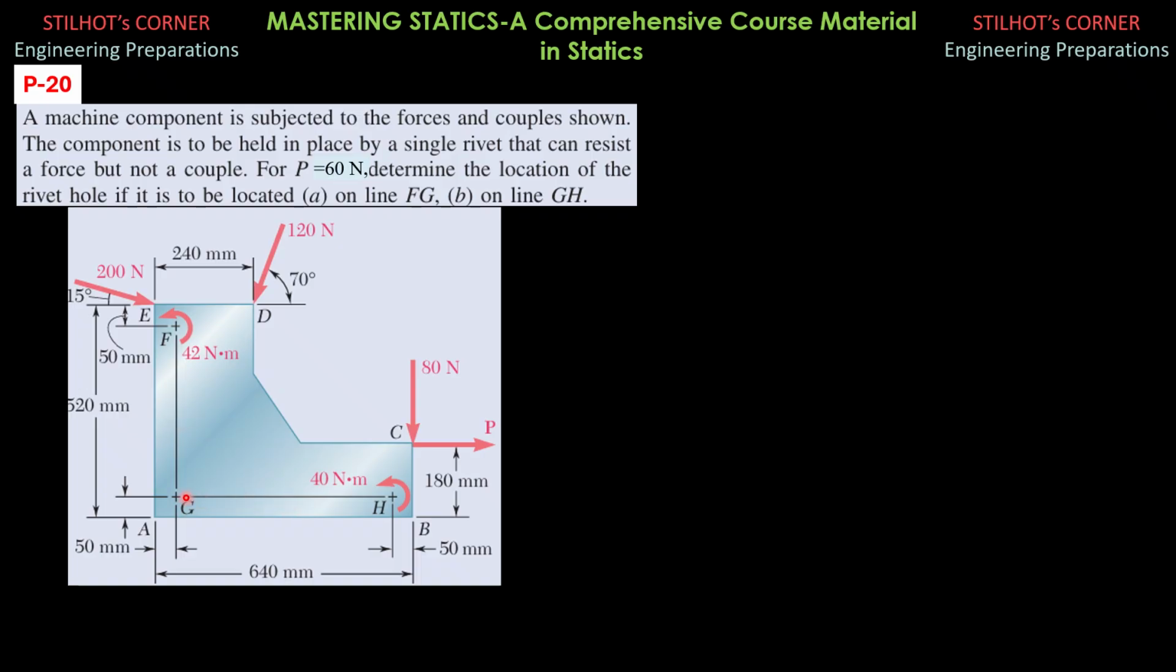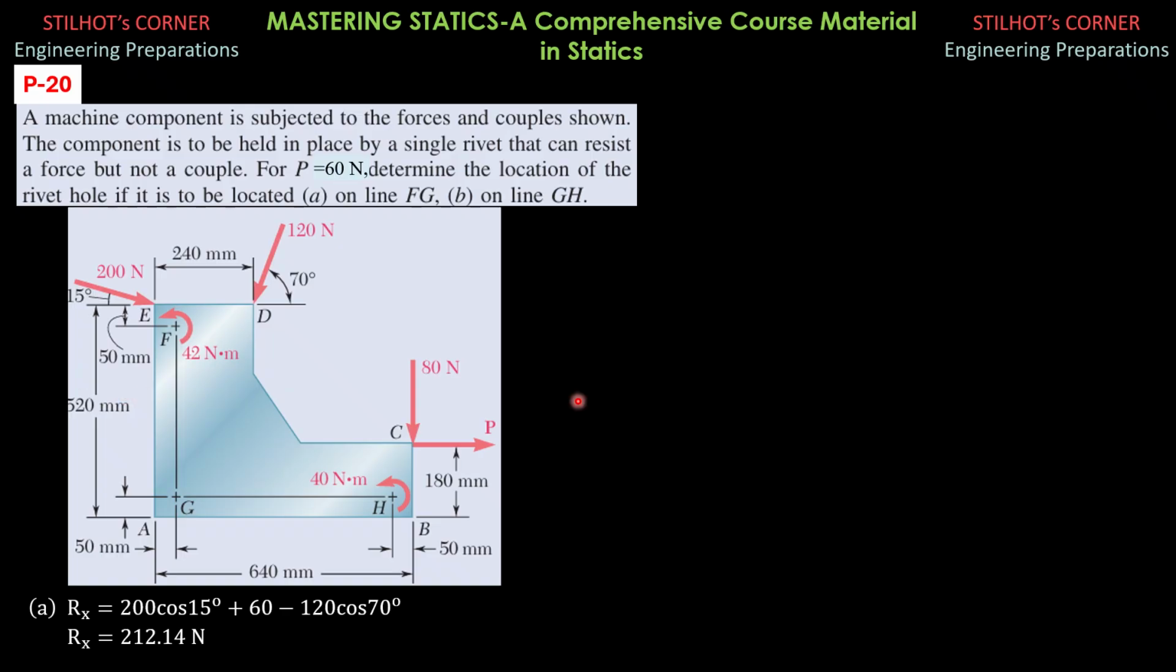So I use G as the reference for the moment calculation in just a while. Let's solve for the x component of the force and the y component of the force. Rx equals 200 cosine of 15 degrees, then plus P, which is 60, then minus the x component of 120, 120 cosine of 70. So Rx is equal to 212.14 rightward.